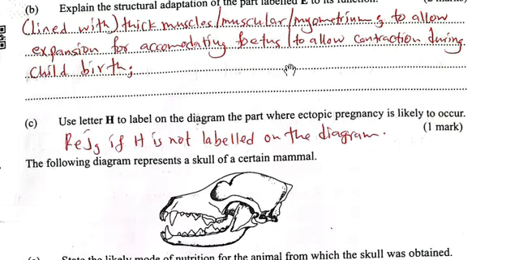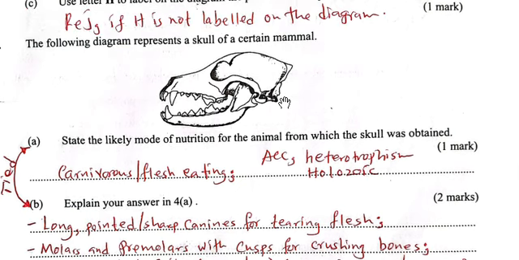Then question 4. The diagram represents a skull of a certain mammal. State the likely mode of nutrition for the animal from which the skull was obtained, and that is a carnivorous mode of nutrition. Reason: long pointed sharp canines for tearing flesh, as you can see. Then we have molars and premolars with cusps for crushing bones. You can see the molars here.